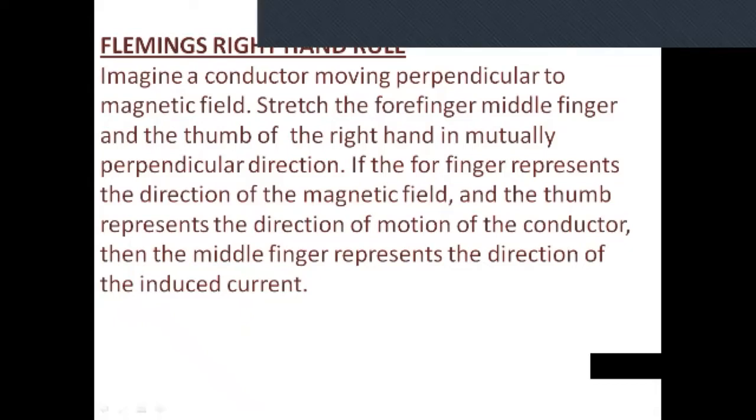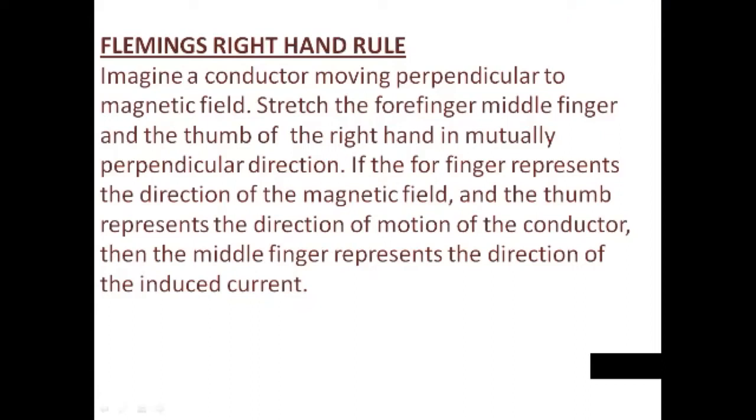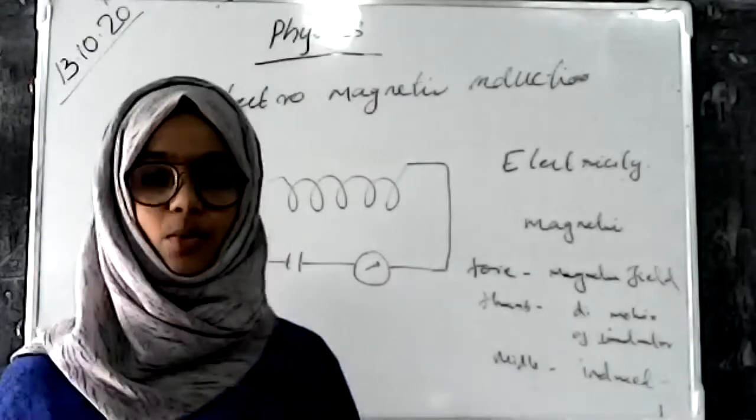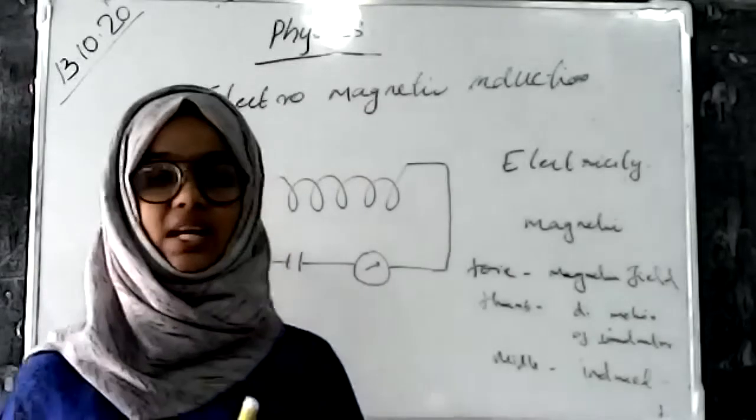So, what is Fleming's right-hand rule? Imagine a conductor moving perpendicular to a magnetic field. Stretch the forefinger, middle finger, and the thumb of the right hand in mutually perpendicular directions. If the forefinger represents the direction of the magnetic field and the thumb represents the direction of motion of the conductor, the middle finger represents the direction of the induced current. So we are discussing Fleming's right-hand rule based on electromagnetic induction.